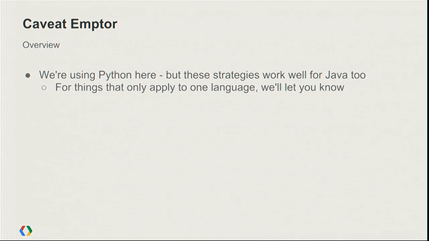I just want to say that we're using Python here for our code examples, but a lot of these things are language agnostic. When we do say something that's language specific, we'll call it out. And even with the Python, please don't copy and paste this into your app, because it's more an example of good and bad things to do, not really production-ready code.